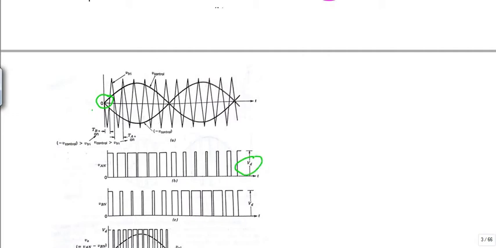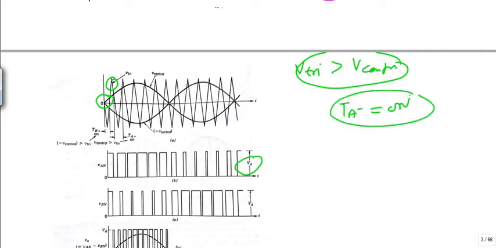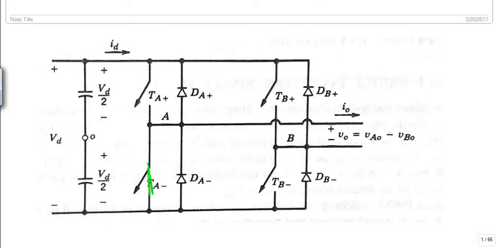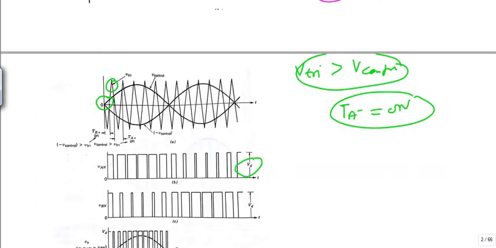So for this case where this V control is more than V triangle, under that condition Van must be equal to Vd. What happens when this V triangular is more than this V control? Under this condition we want that our Ta minus should be on. What happens when Ta minus is on? Under that condition Van should be equal to 0. The same can be seen here. If V triangular is more than this V control, then Van is 0.